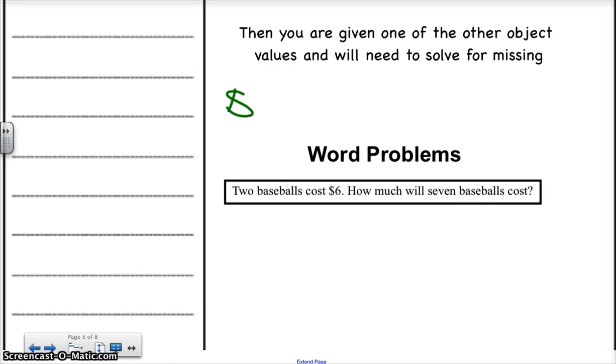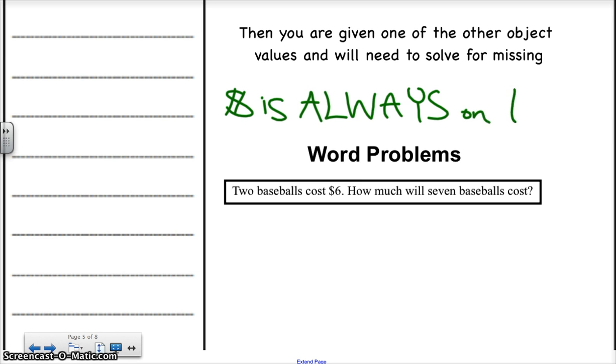Remember also, money is always on top. Okay, money is always on top. You need to know that.